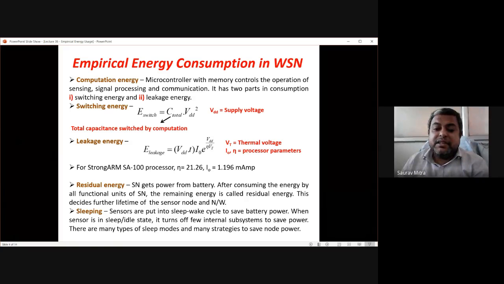So it turns off internal subsystems to save power. There are many types of sleep modes and many strategies to save node power.